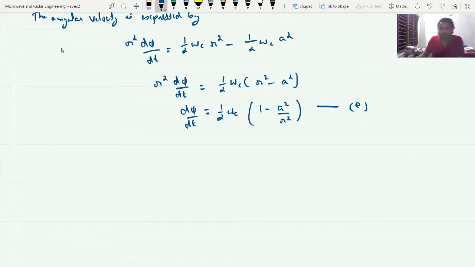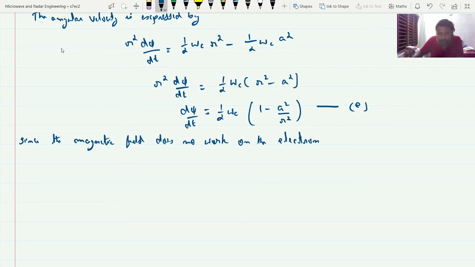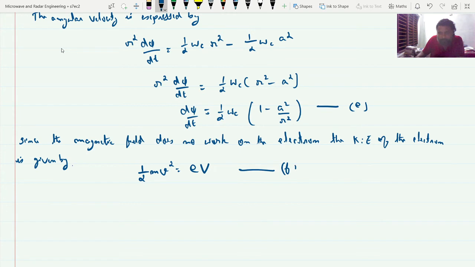Okay, since the magnetic field does no work on the electron, the kinetic energy of the electron is given by half mv square, which is equal to eV. Call it as equation F.